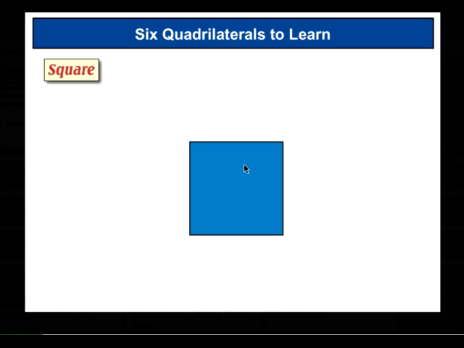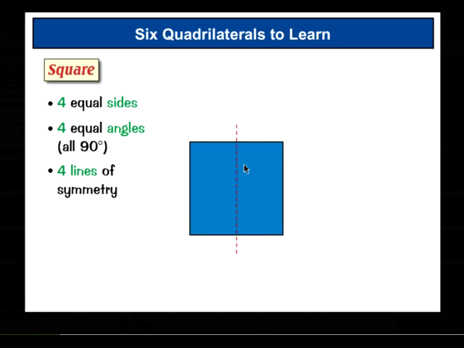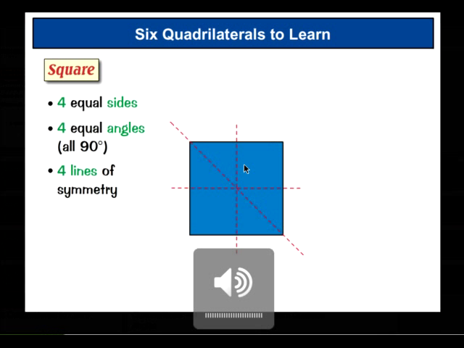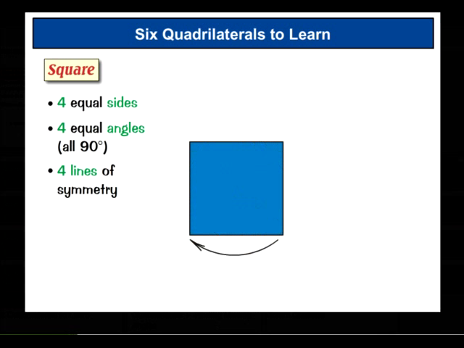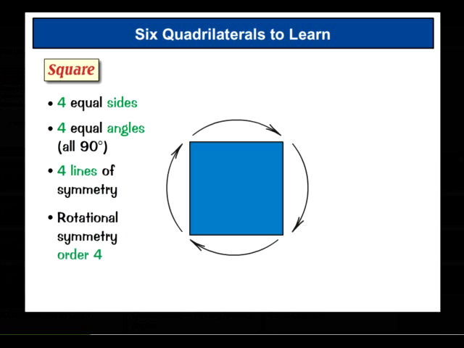All 4 sides of the square have equal length. They also have 4 equal angles, all of which are 90 degrees. There they are. They have 4 lines of symmetry, one here, one here, one here, and one here. They also have rotational symmetry order of, well, there's 1, and 2, 3, and 4. So rotational symmetry order of 4.